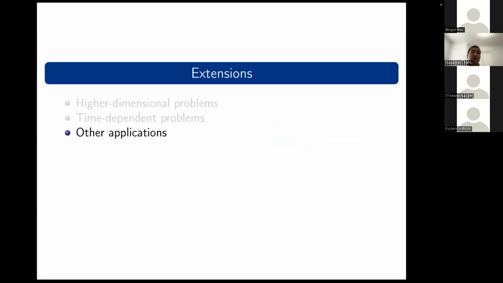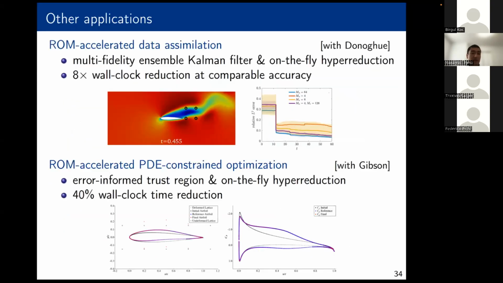Now, we have also looked at the application of this class of methods to other problems, like in the context of data assimilation. We have devised a multi-fidelity ensemble Kalman filter and on-the-fly hyperreduction technique. And this can achieve a factor of 8 wall clock reduction at comparable accuracy. And we have also used it in the context of ROM accelerated PDE constrained optimization, where we use error-informed trust region and on-the-fly hyperreduction and achieve about 40% wall clock time reduction. For both of these, we are starting from scratch, so there's no offline training. So these are genuine speedups compared to basically non-reduced methods.